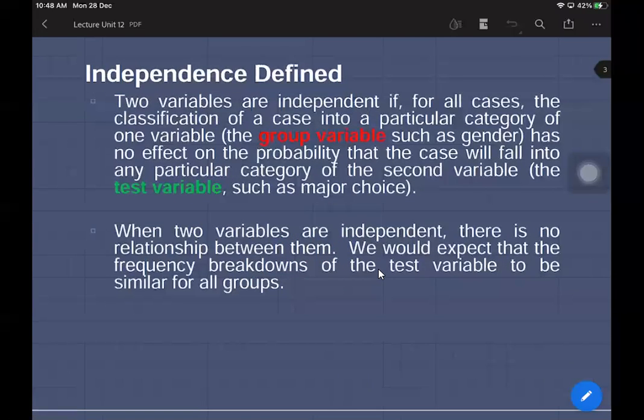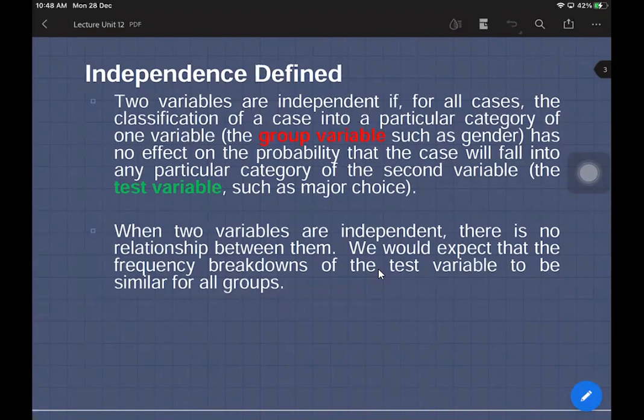Independence is defined as follows: two variables are independent if for all cases the classification of a case into a particular category of one variable, the group variable such as gender, has no effect on the probability that the case will fall into any particular category of the second variable. Meaning to say, the selection of the second variable is not affected by the first variable, so the two variables are independent.